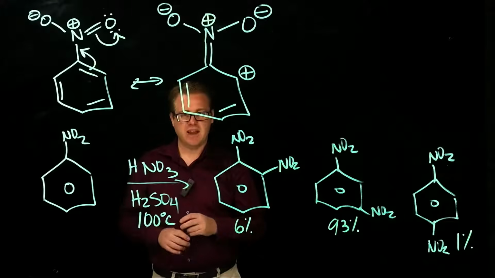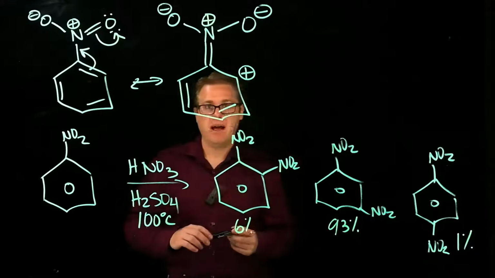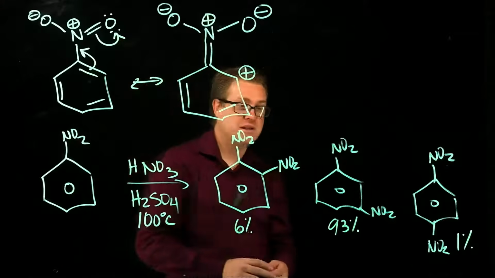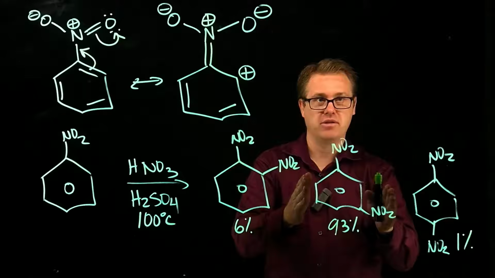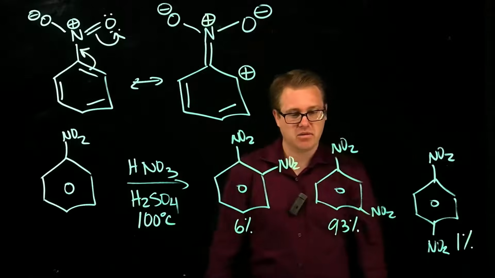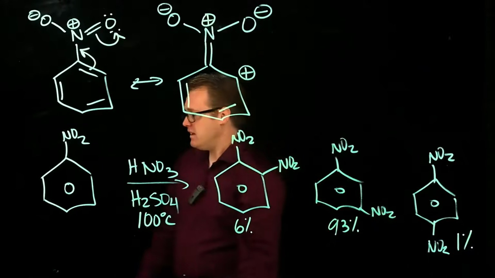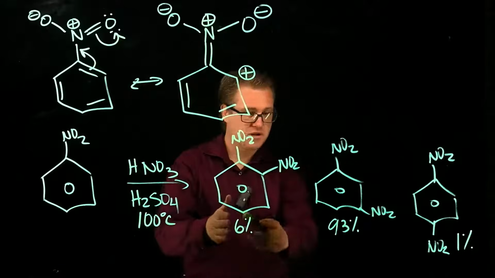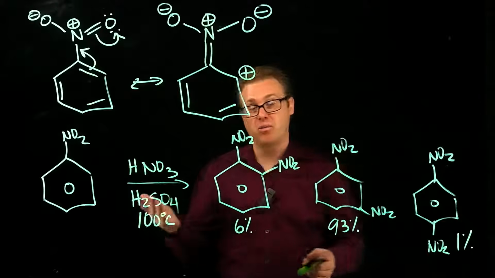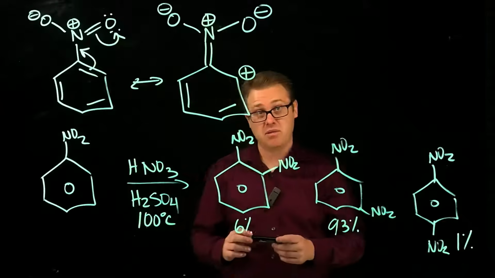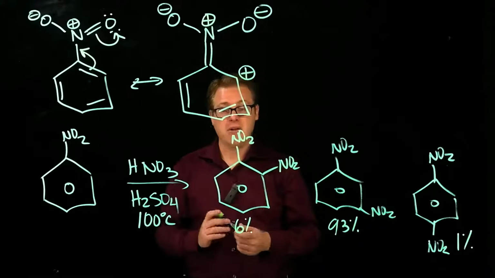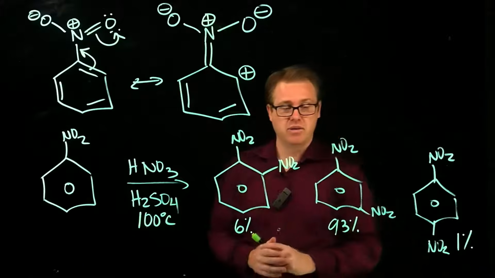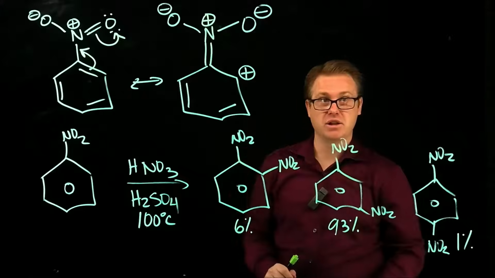So based off of that data, what can we say about deactivating groups? Deactivating groups are meta-directors. That's the major product. Now, how do we rationalize the distribution here of products? Well, we have to go back to the sigma complexes and analyze it that way, and that will explain why we get such a high yield with the meta relationship.